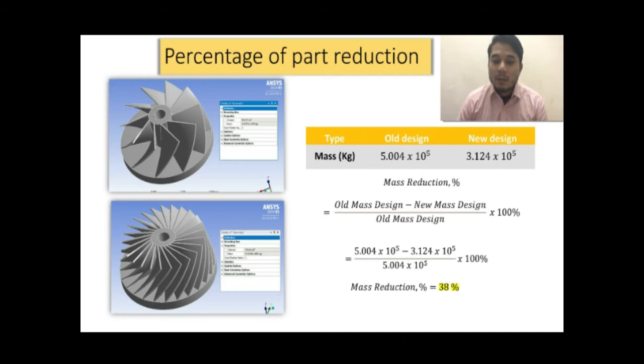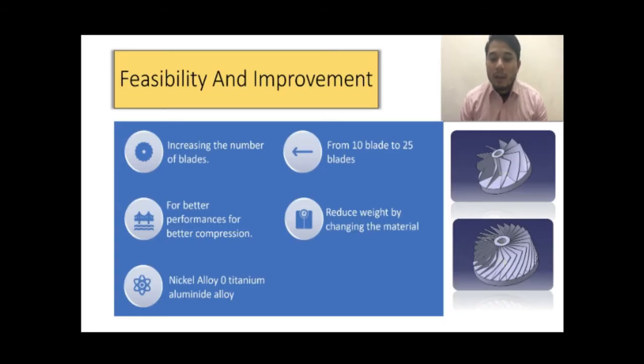In this part, the mass is compared to show the difference of the mass from the old and the new design. It shows that there is a difference in the mass of both designs. The old design recorded higher mass than the new design. By using the percentage of reduction, it is reduced by 38% of mass when calculated. This is because of the material change from nickel alloy into titanium aluminide alloy. And we continue to the feasibility and improvement.